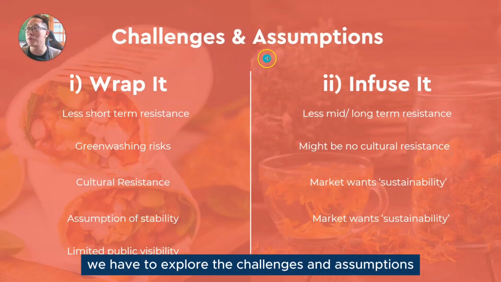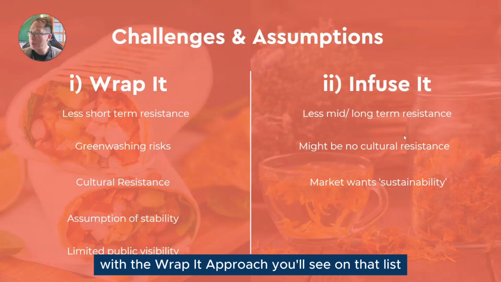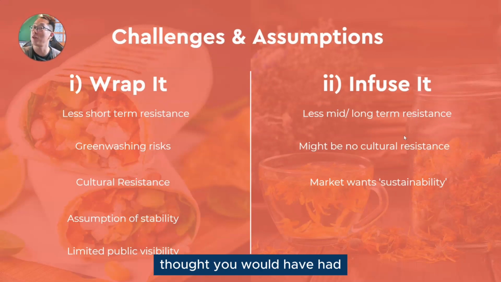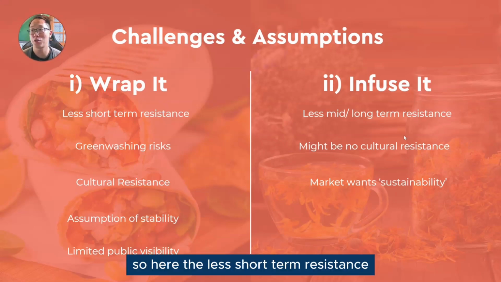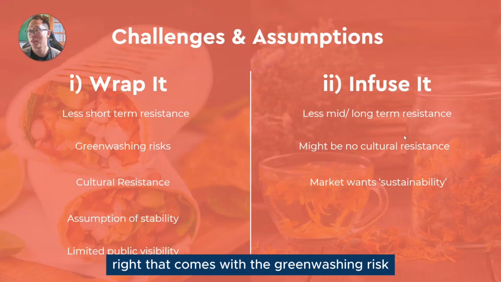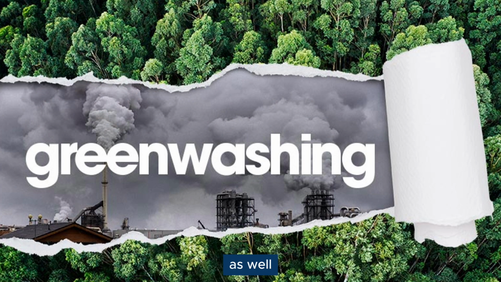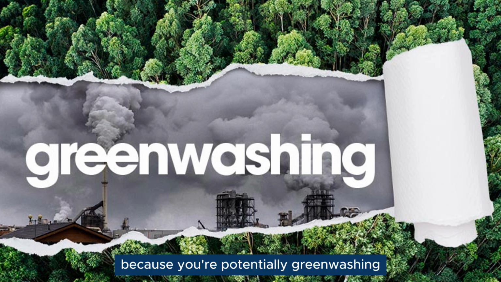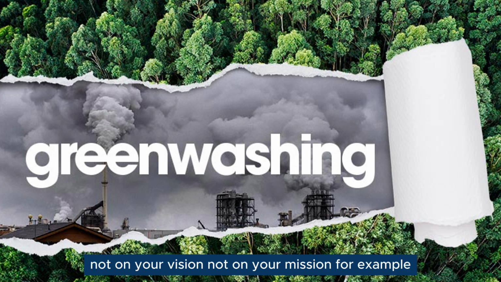And of course, we have to explore the challenges and assumptions. With the wrapping approach, you'll see on that list are some of the advantages that you would have thought you would have had. So here, the less short-term resistance, that could just be a gigantic assumption, and you do get quite significant short-term resistance, because people might not think that you're doing enough, right? That comes with the greenwashing risk as well, because you're potentially greenwashing by not saying enough about it, because it's not all over your packaging, not in your vision, not in your mission, for example.